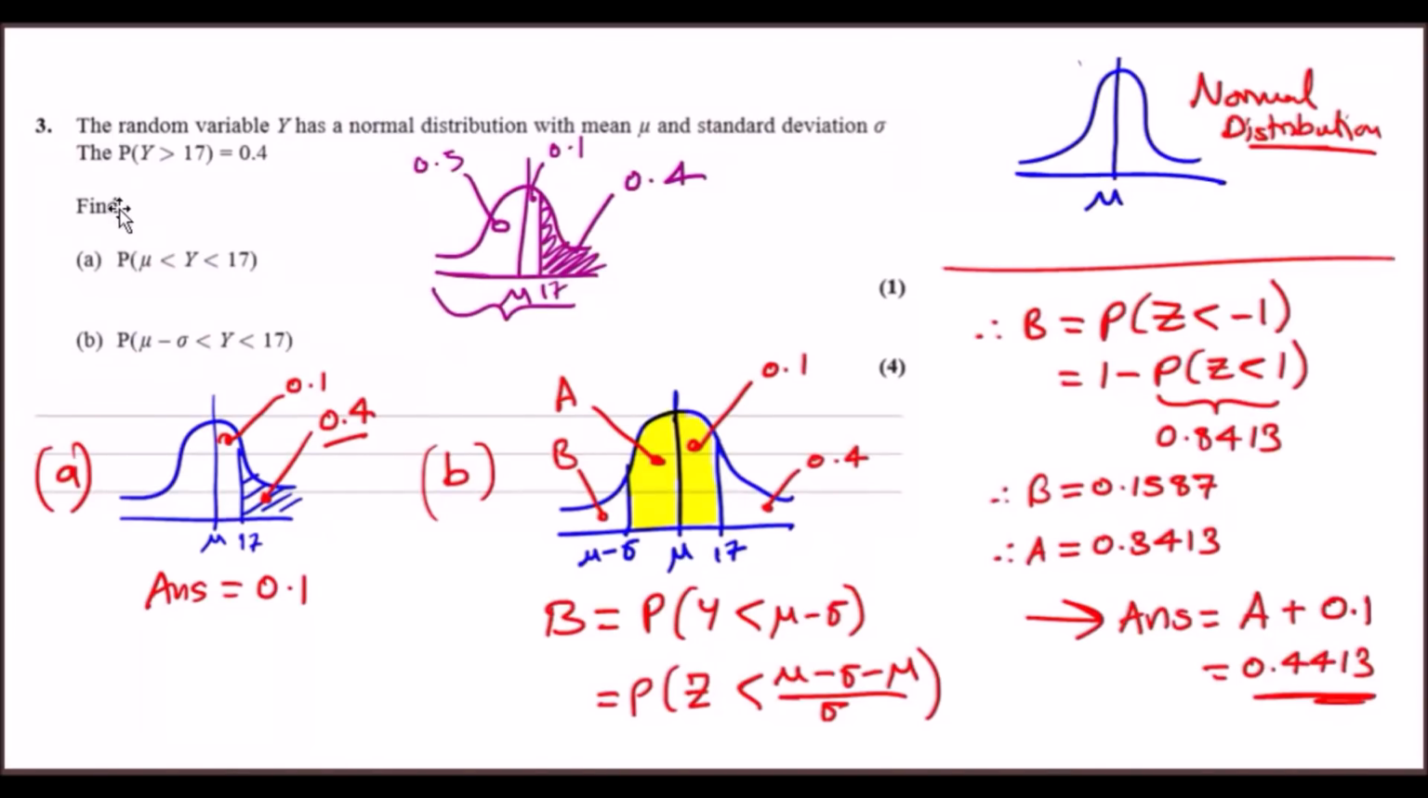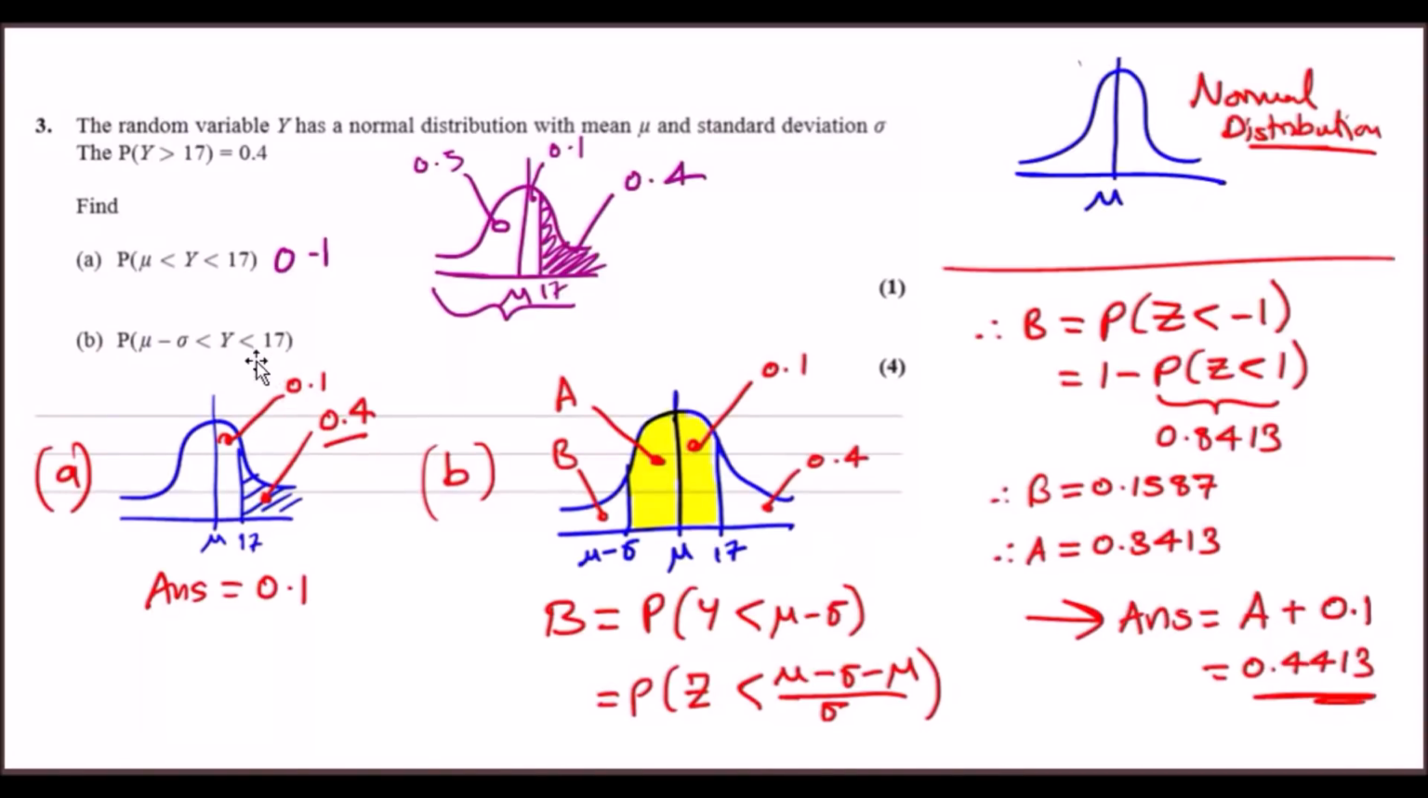Now, A, find the probability that y is between the mean and 17. So that's literally this small region here, which is 0.1. So we've already solved this one. And you can see it over here. Now B, find the probability that y is between mu minus sigma and 17.